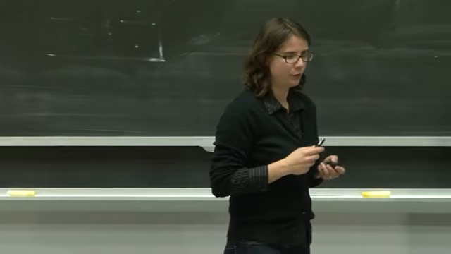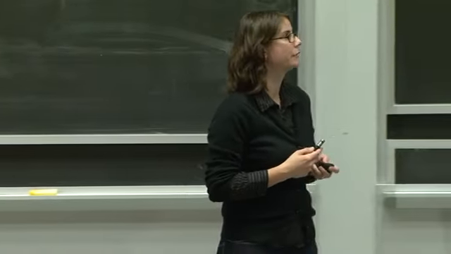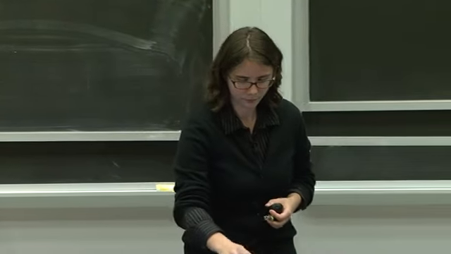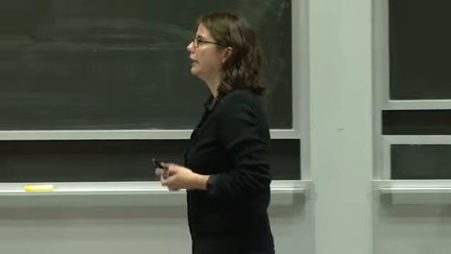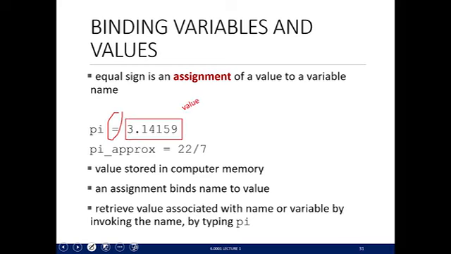So to save a value to a variable name, you use the equal sign. Okay? And the equal sign is an assignment. So it assigns the right-hand side, which is a value, to the left-hand side, which is going to be a variable name. So in this case, I assigned the float 3.14159 to the variable pi. And in the second line, I'm going to take this expression, 22 divided by 7. I'm going to evaluate it. It's going to come up with some decimal number. And I'm going to save it into the variable pi_approx.